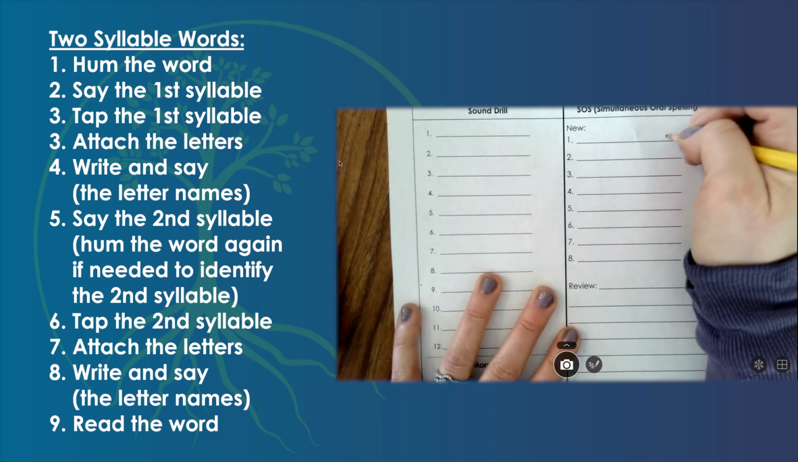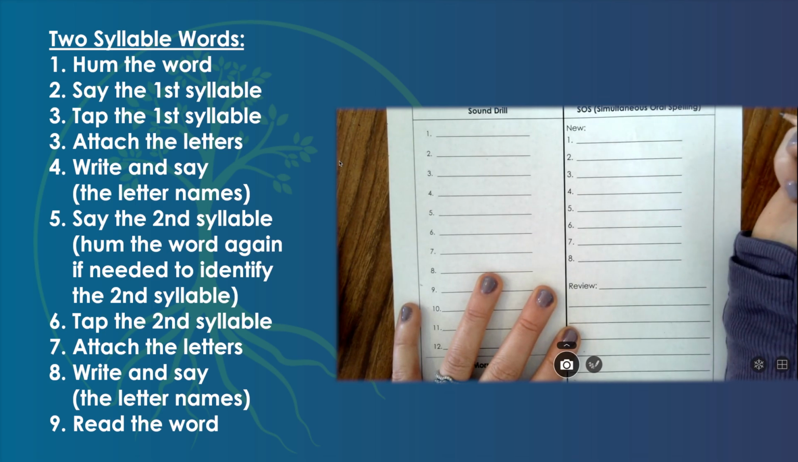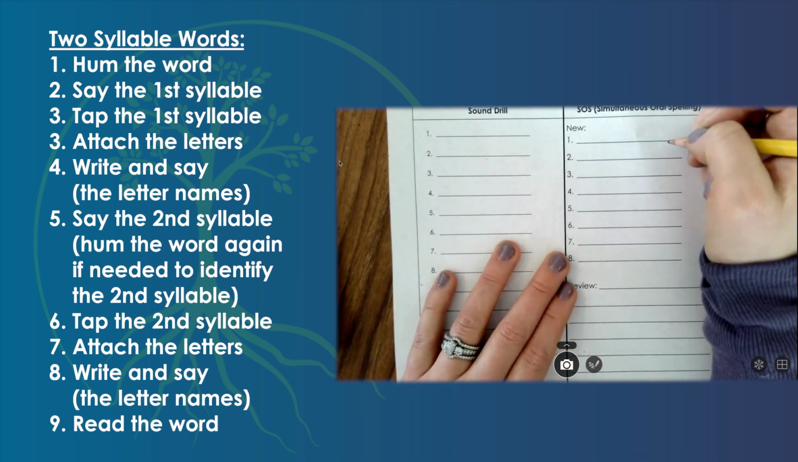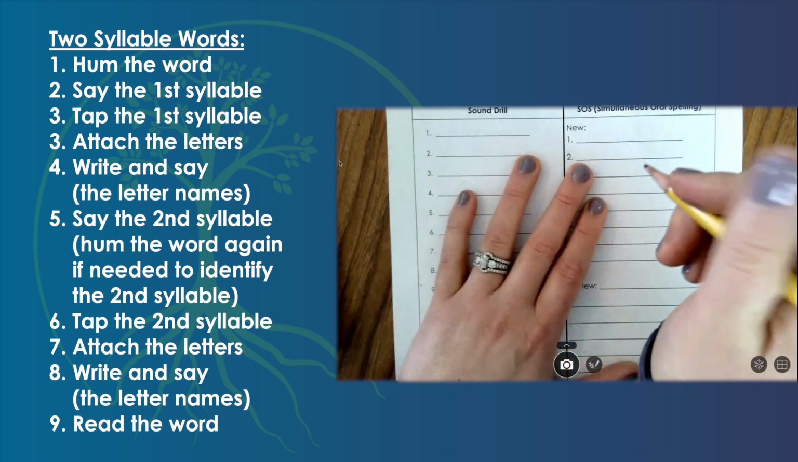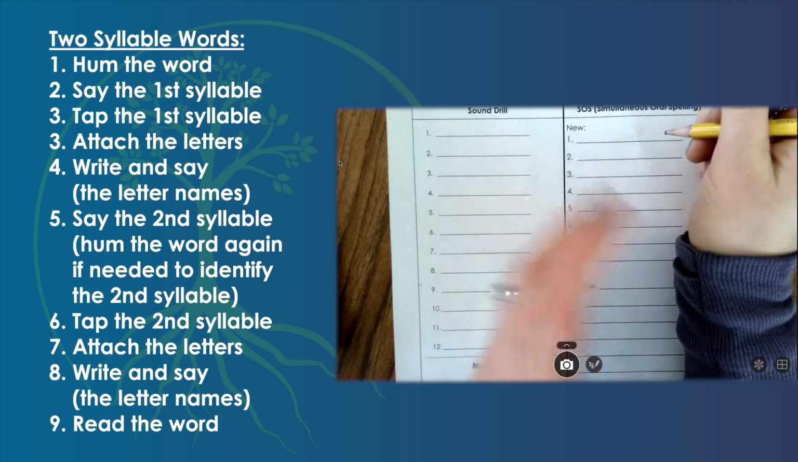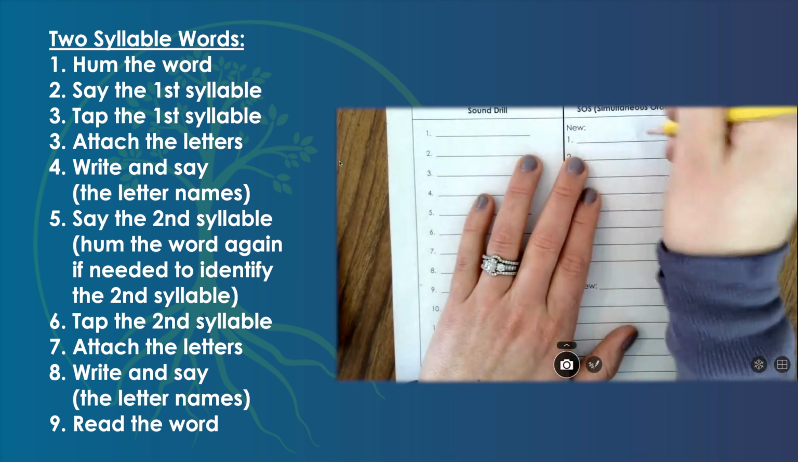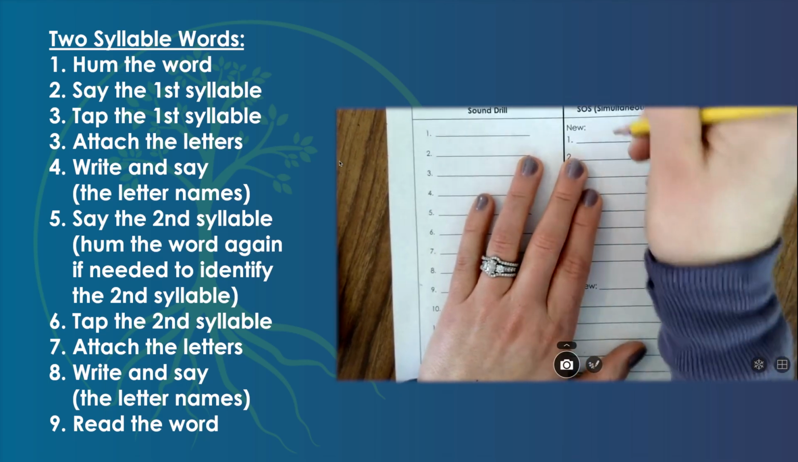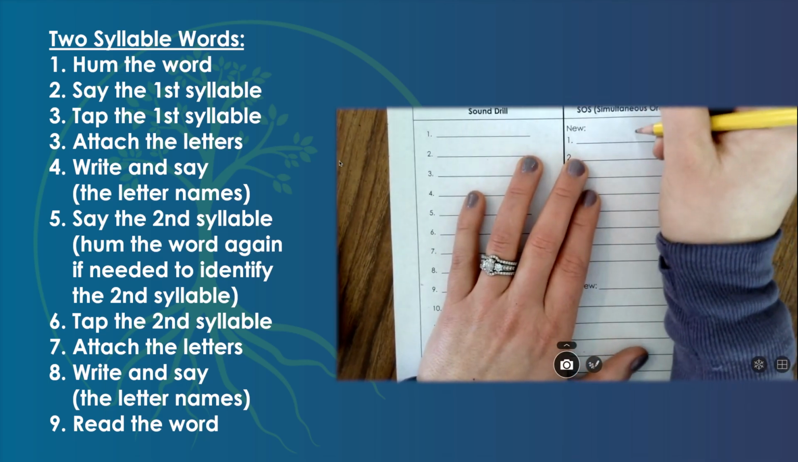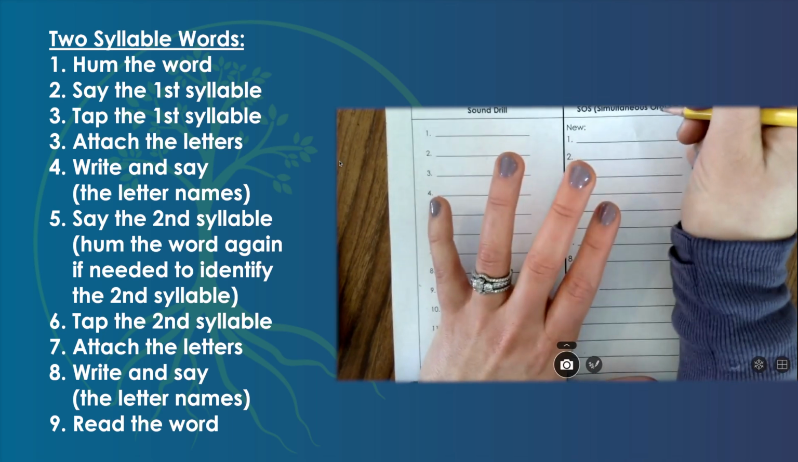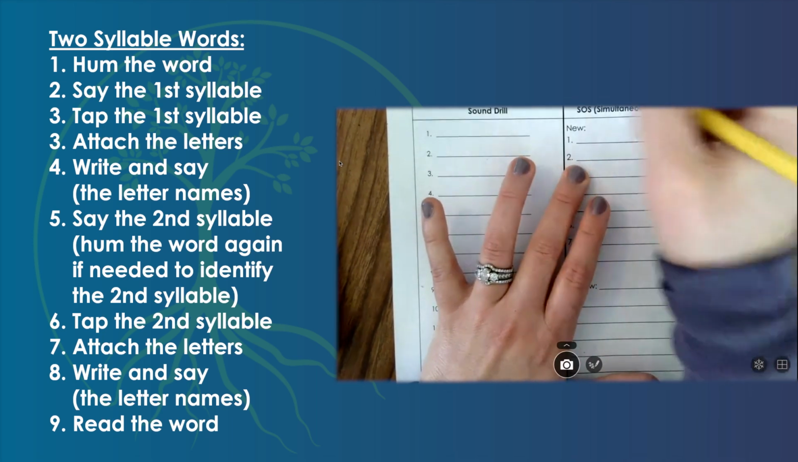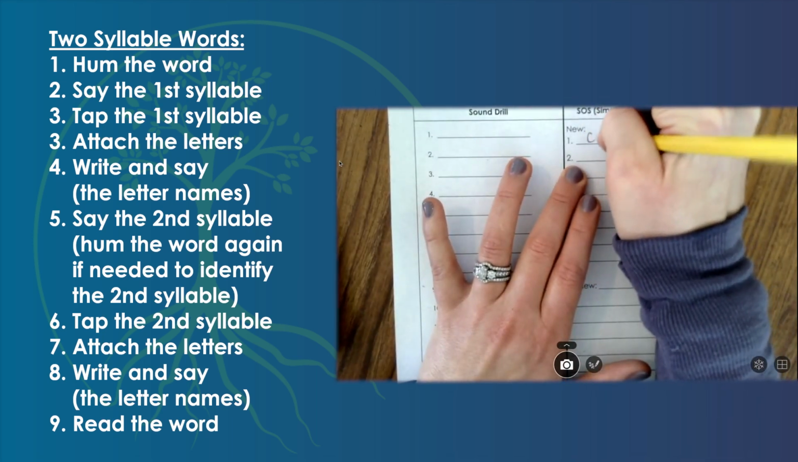So then the students will go, what's my first syllable? Calm. Okay, let's tap. Now it's just exactly like we did with 1-syllable words. We just have to do it twice. So we're going to guide them to do each syllable just like a 1-syllable word. So we'll say tap calm, k, ah. Attach the letters. C-O-M. Write and say C-O-M.